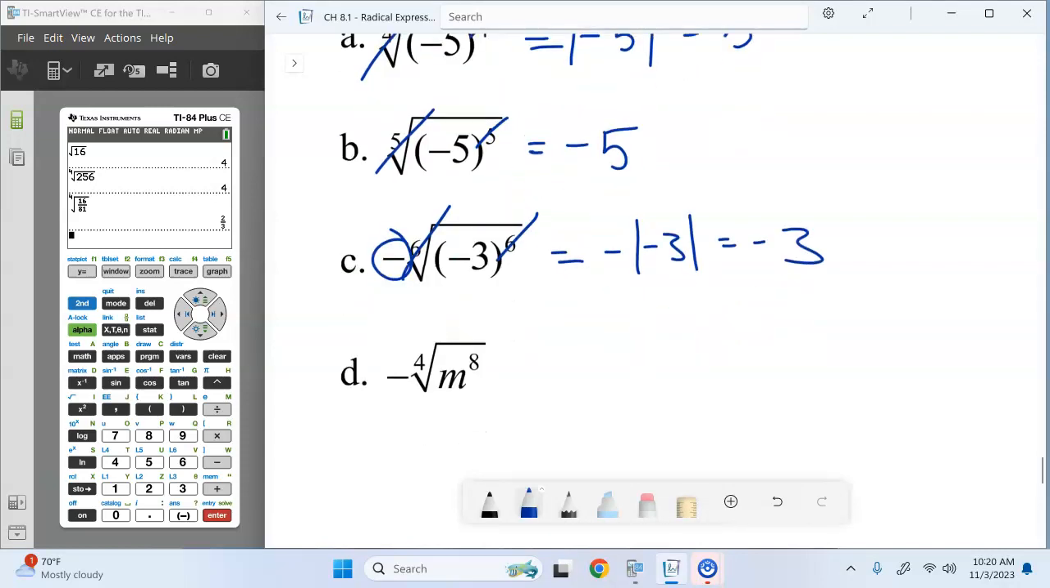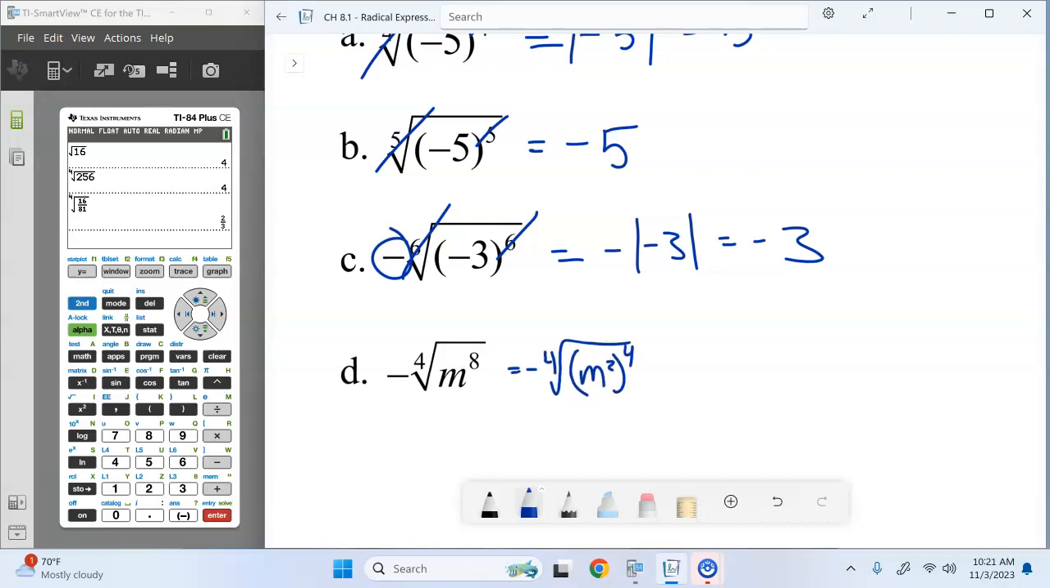All right. D, do they match? No. Absolute value bars aren't going to be necessary. I'll show you why. If we were to go through and continue to simplify this, we've got our variable. We can actually rewrite m to the 8th as m squared to the fourth power. That's our power rule of exponents. If we multiply the exponents 2 times 4, we get 8. So we can break that apart. There's a couple other ways that we could also rewrite it if we needed to. But now, they match. So I can apply the rule, and I can go ahead and cancel those.